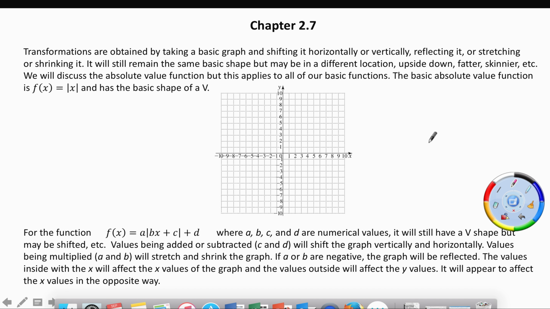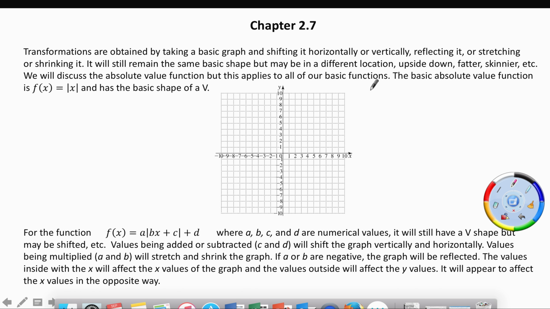Transformations are obtained by taking a basic graph, and we know our basic shapes, right? And shifting it horizontally or vertically, reflecting it over an axis, or stretching or shrinking it. It will still remain the same basic shape, but it may be in a different location, upside down, fatter, skinnier. We're going to discuss the absolute value function for our example, but this applies to all of our basic functions.